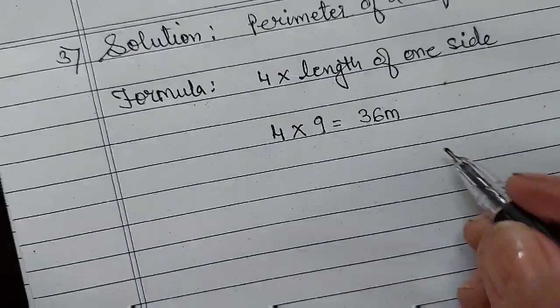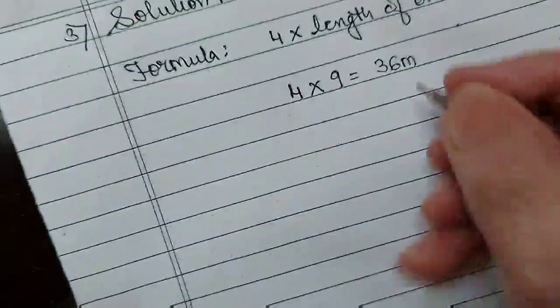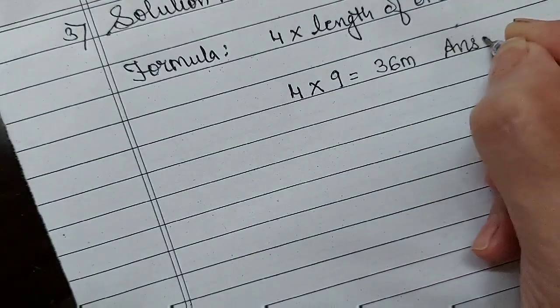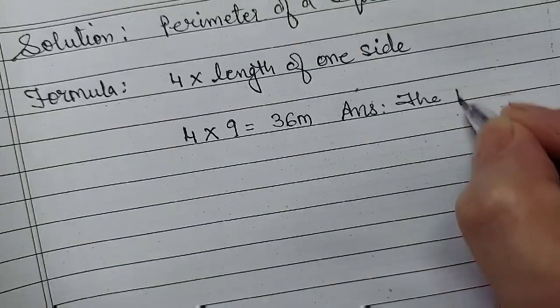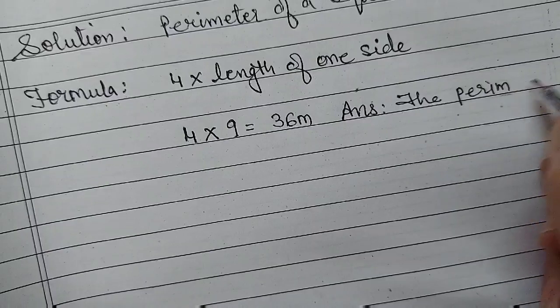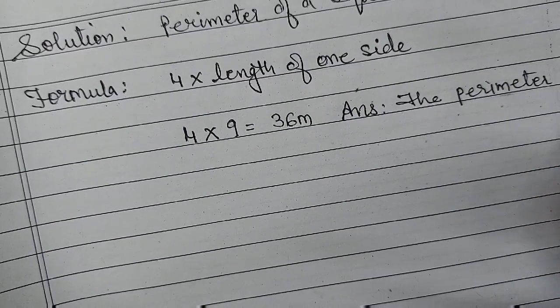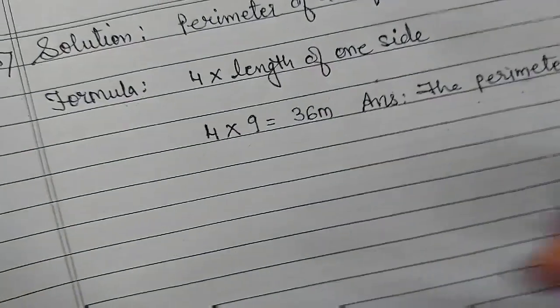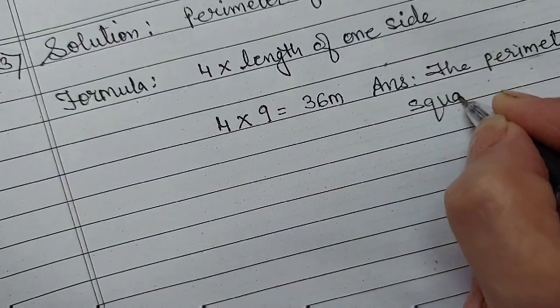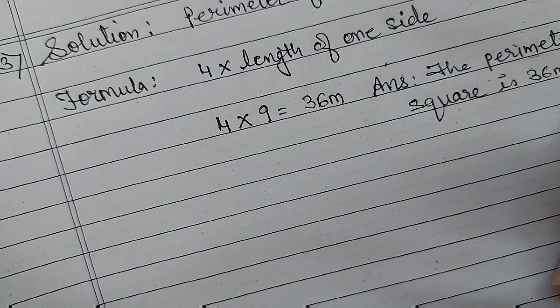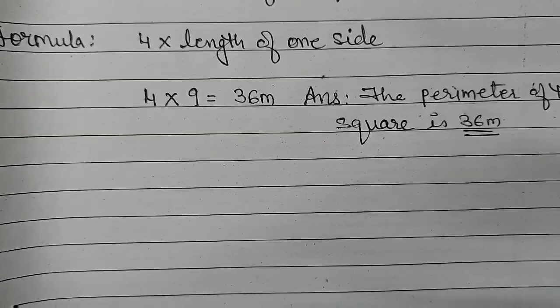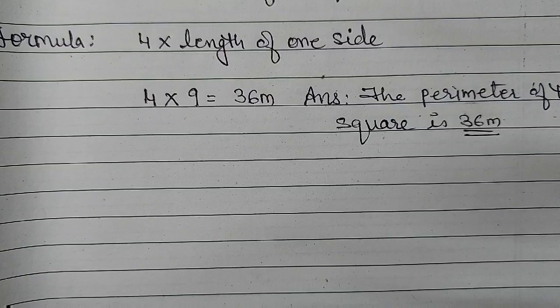So what is the answer? This is your answer. Answer, perimeter. The perimeter of the square is equal to 36 meters. Understood children? 4 into 9. 4 9s are 36. So the perimeter of the square is 36 meters.